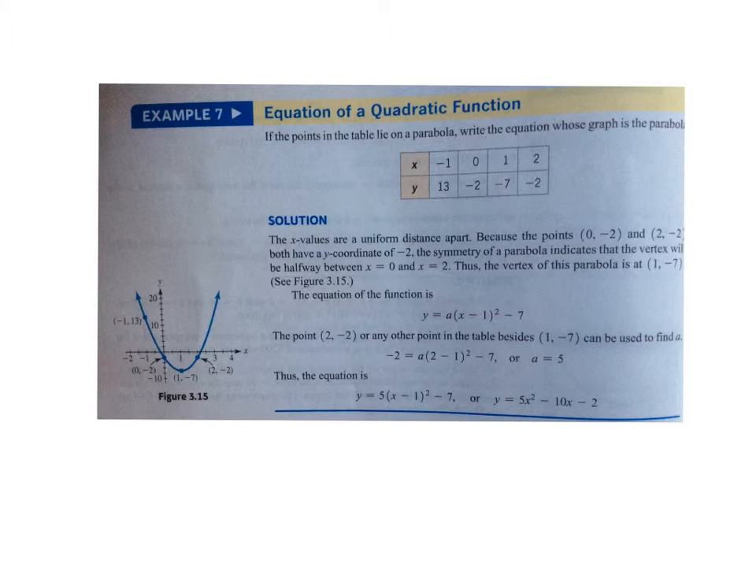Okay, so I'm just going to kind of talk you through example 7, and again, this is another reason why it's good to be able to do these by hand. We have these points, and they make a parabola, and they want us to write an equation for a parabola that has these points. Here's the parabola here. Each one of them is graphed: (-1, 13), (0, -2), (1, -7), (2, -2).